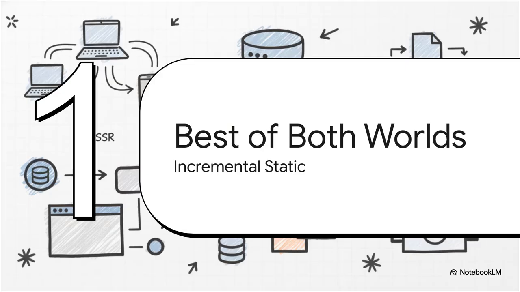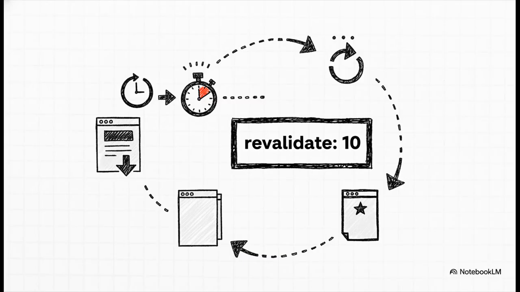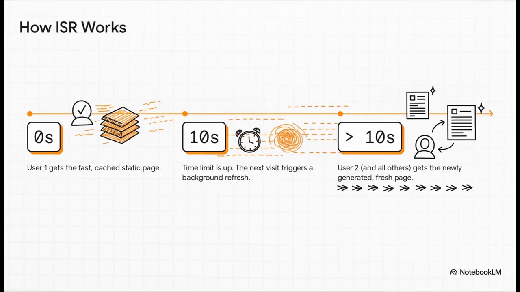Okay, so we've got fully static and fully dynamic. But what about the middle ground? What if you want a page that's mostly static and super fast, but you also needed to update itself with fresh data every once in a while? Well, for that, there's something called incremental static revalidation, or ISR for short. And again, it's just another option you add to your fetch. Instead of telling it not to store, you tell it how often to revalidate by giving it a time in seconds.